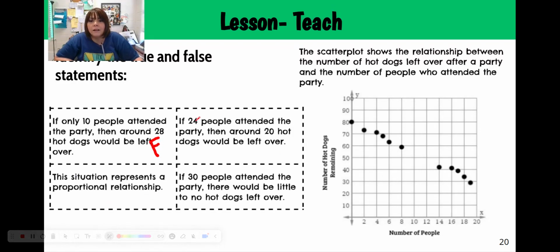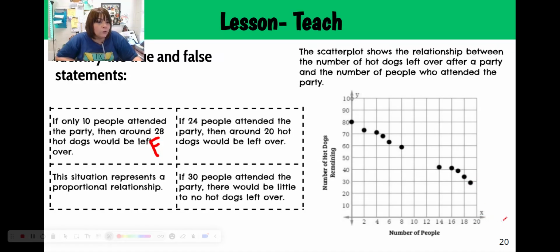Okay? All right. If 24 people attended the party, so 24 is not even on the graph, it would be kind of further. So this is now like making a prediction. So it says if 24 people attended the party, then around 20 hot dogs would be left over. So let's see, the last dot that's on my scatter plot, it's between 18 and 20. Think about what number is between 18 and 20. I hope you said 19. So this dot would be kind of like 19 people. If 19 people went to the party, there would be around 30 hot dogs left over after the party.